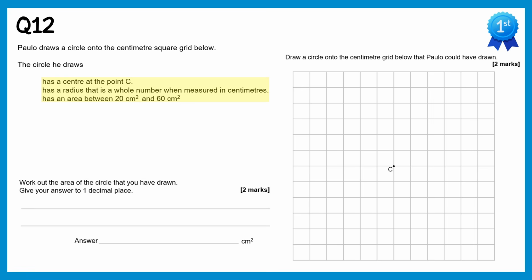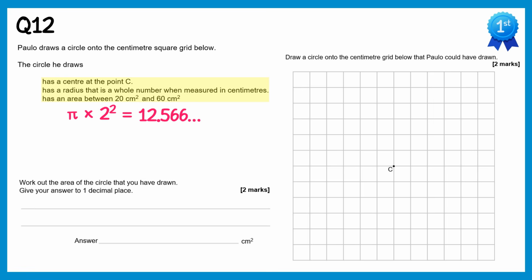So, let's imagine this radius, which is a whole number, was 2 centimetres. Would the area be between 20 and 60? Well, to find the area of a circle, you do pi times the radius squared. So if we go with 2 centimetres, like I suggested, we do pi times 2 squared, and type this into your calculator, and you'll end up with 12.566 and so on. Now unfortunately that's too small because it needs to be between 20 and 60.